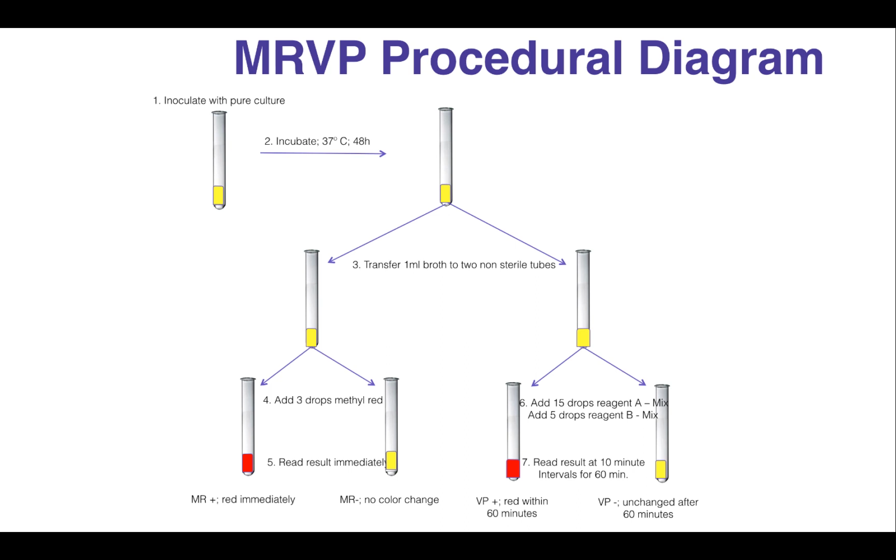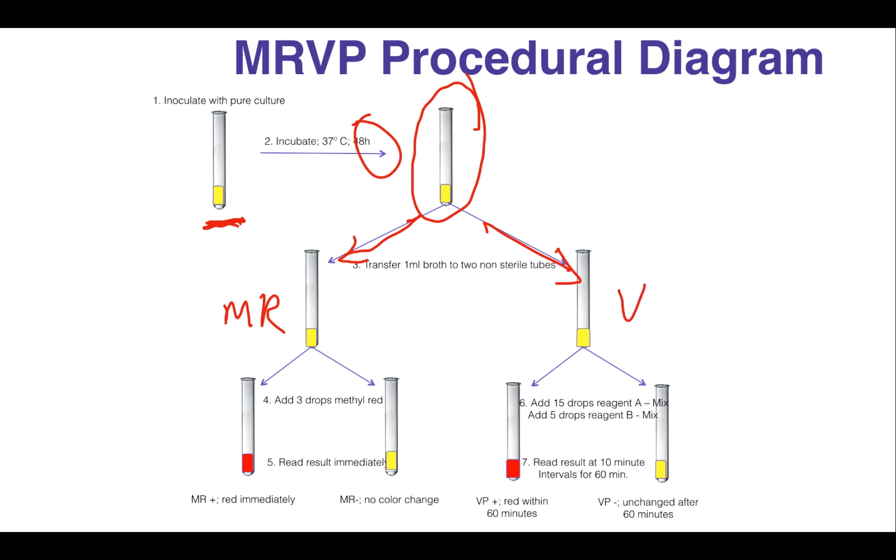So this is a procedural diagram to help us understand how to do this in the lab. Initially, the MRVP media will be inoculated with pure culture and allowed to incubate for 48 hours. Next, we take 1 ml of the grown-up culture and place it into two different tubes. One is going to be for the MR test, the other is going to be used for the VP.